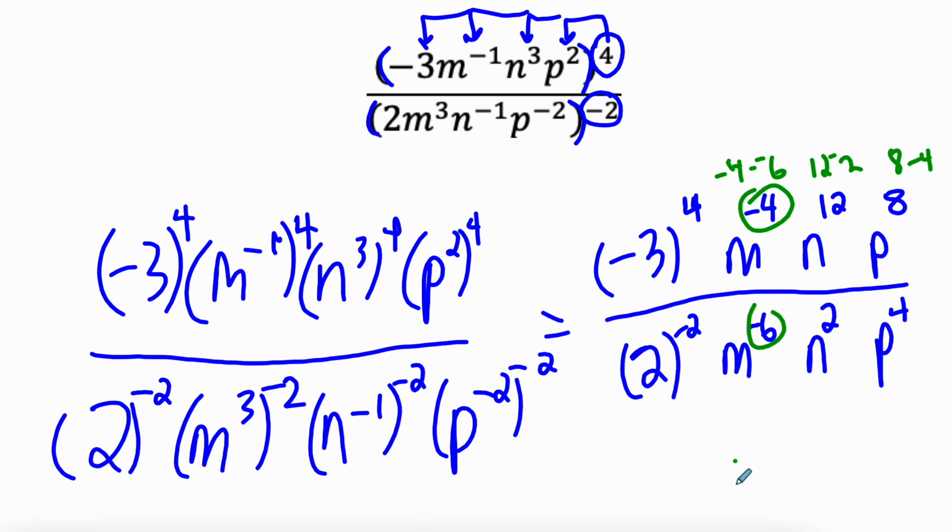Negative 4 minus negative 6 is going to leave us m squared. 12 minus 2 leaves us n to the 10th. And 8 minus 4, p to the 8th over p to the 4th, just leaves us with p to the 4th.